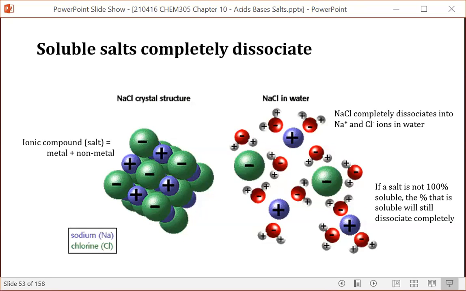So this is what that looks like if a salt is soluble. When it's put into aqueous solution, it's going to completely separate into its ions. So there's not going to be some of the ions dissociate and some of the ions don't, like with a weak base or a weak acid. Salts are all the equivalent of a strong acid or a strong base. They completely break apart into their ions. If a salt is not 100% soluble, some salts are just slightly soluble, meaning they won't completely dissolve, but the part that does dissolve is going to completely dissociate into its ions.